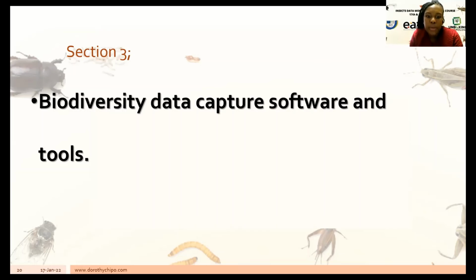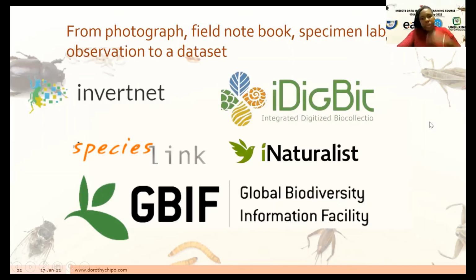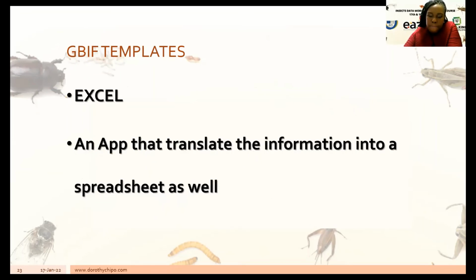The third section of my presentation focuses on biodiversity data capture software and tools. There are so many online facilities where insect data or biodiversity data in general is stored. I've just put in a few: VertNet, which is localized to the USA; iDigBio, also localized to the USA; Species Link, which is more accessible, I think, across Europe as well; then iNaturalist, which is accessible globally; then GBIF, also accessible globally. For the purposes of this training, we'll focus on GBIF.